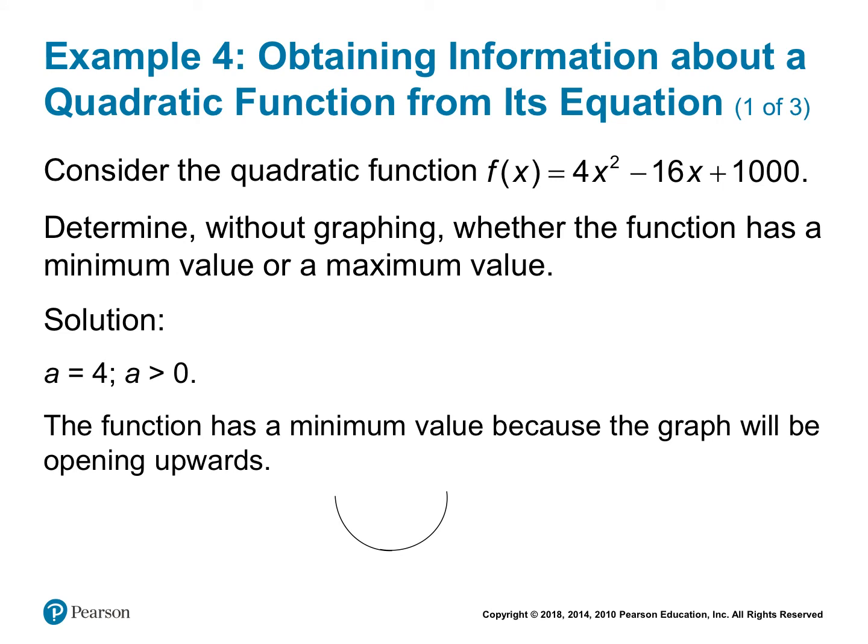Okay, so here is our equation, and determine without graphing whether the function has a minimum value or a maximum value. So the a is this +4, which is greater than 0, it's positive. So the function is going to have a minimum value because the graph will be opening upwards. So it's going to be a minimum down at the bottom.